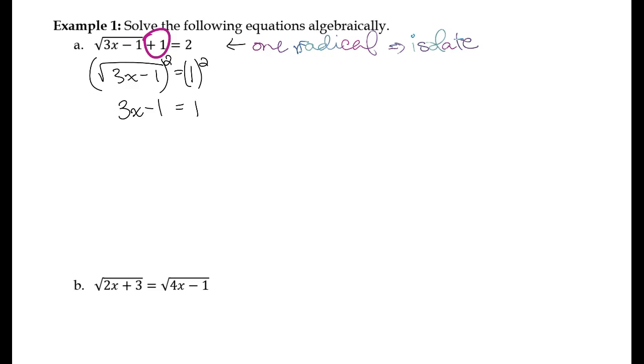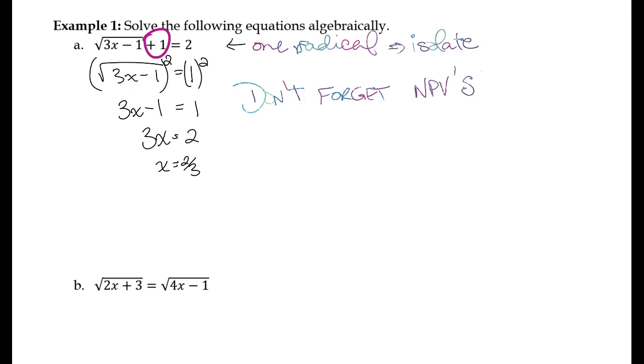Once I have this, it's just like solving any other linear equation, which you've been doing since at least grade 10, hopefully before that. And we've got 3x equals 2, or x equals 2/3. Now, the only tricky thing to note here is that we are going to have some non-permissible values, and we can't forget those. So we do need to write those down and double check that this solution fits.